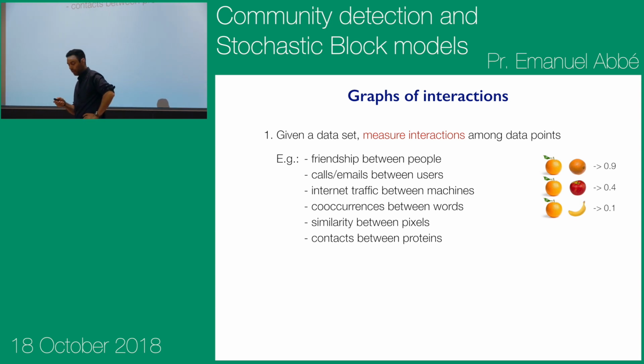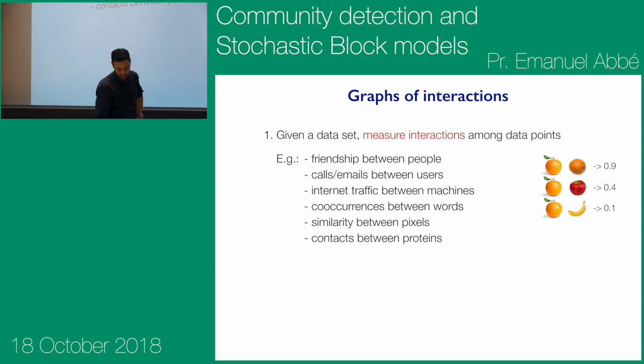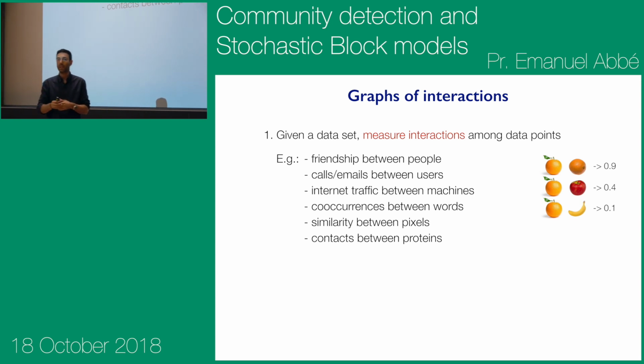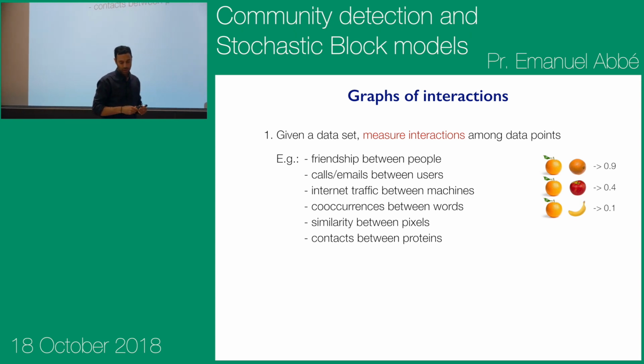It could be friendship of people if you're in a social network. It could be what's called a call graph. So we take people in this room and we connect them with the number of times you call each other, let's say in a week or in a month. Internet traffic between machines. The next example is the one I briefly mentioned before.